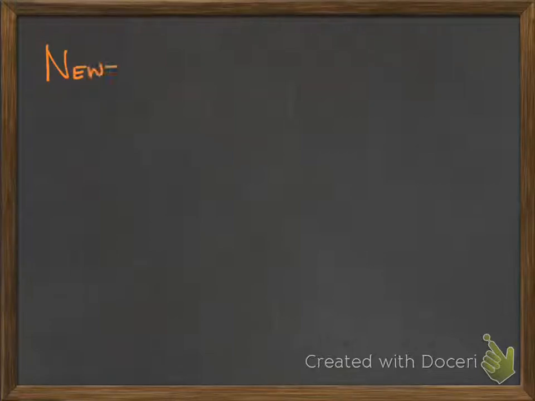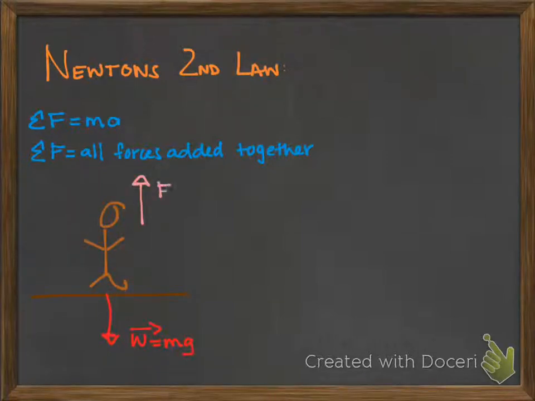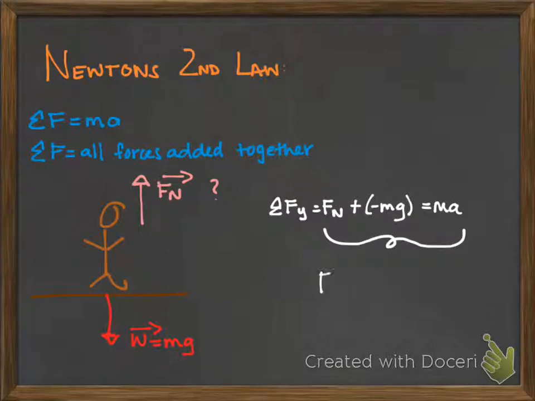Okay, so now we go on to Newton's second law of motion, which states that force is equal to mass times acceleration, and the net force is equal to all the forces added together. So let's say you have a man whose weight is mg, and it also has a normal force pushing upward. We can say that the normal force plus the negative mg is equal to ma, therefore Fn is equal to ma plus mg. Mg in the first equation is negative because it is pointing down.